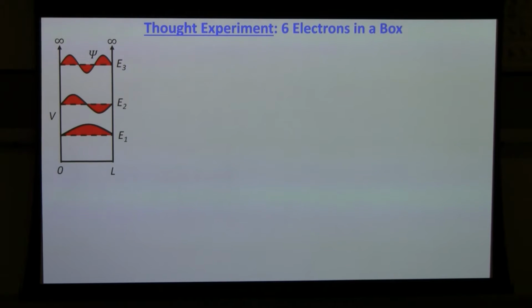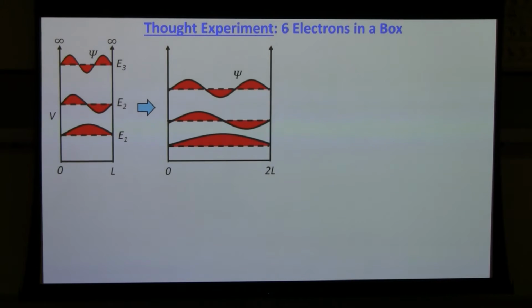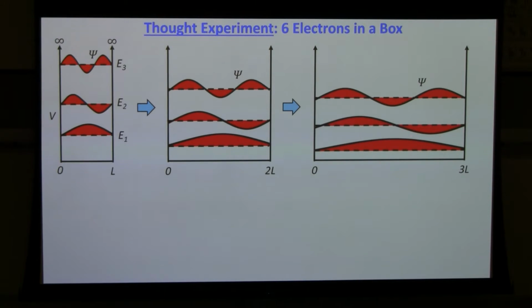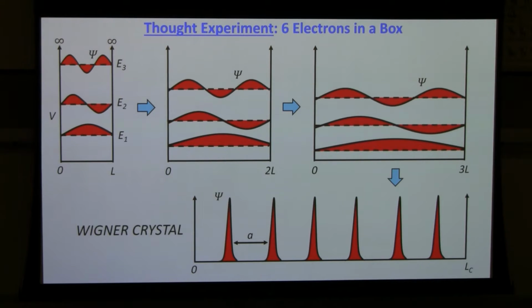And if I now stretch that box, then you know what's going to happen. You learn in undergraduate quantum mechanics the energies go down. I stretch it more, they go down. But the part that you don't learn in undergraduate quantum mechanics is that if you keep on stretching it, eventually the Coulomb repulsion is going to dominate over the kinetic energy, and you're going to have a phase transition, and the electrons are going to do that.